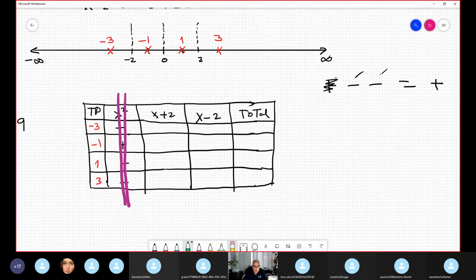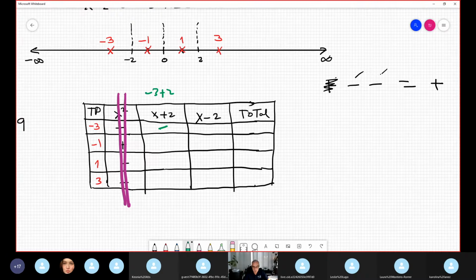When you plug it in here, it's negative, because negative 3 plus 2, no? Negative 3, plug it in here. I suppose you understand this, no? Because another day, I explained this in Broward College.